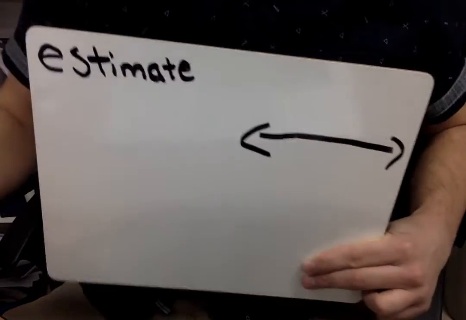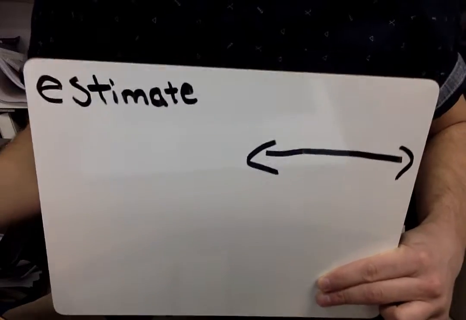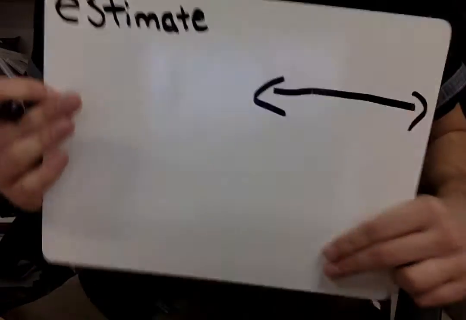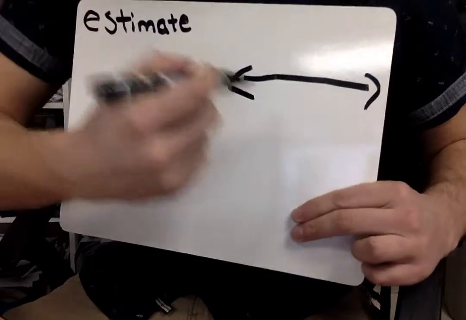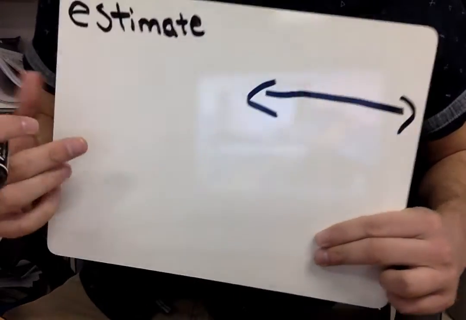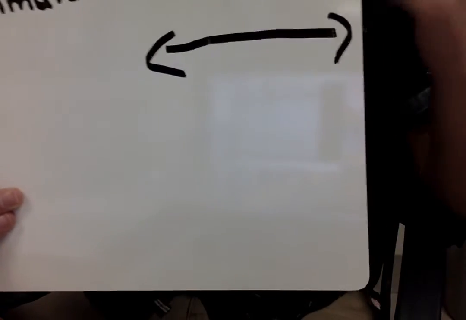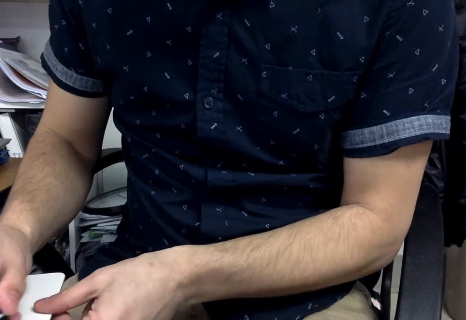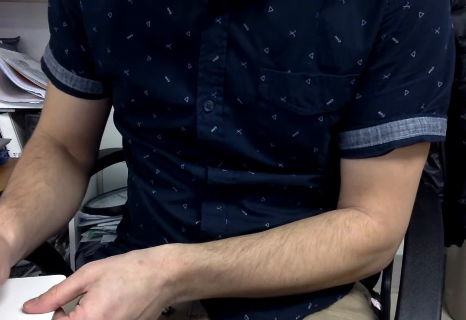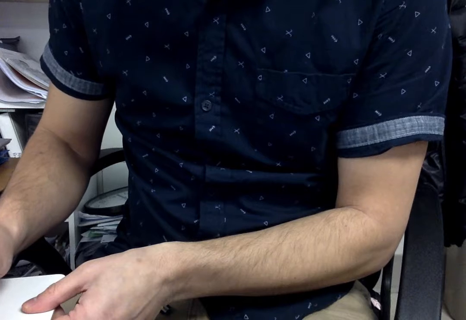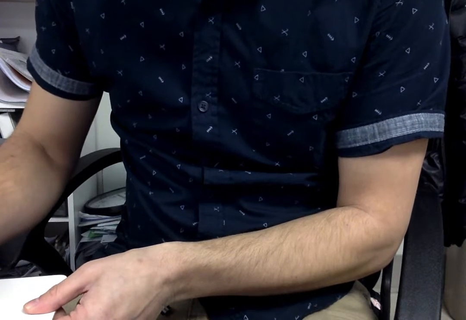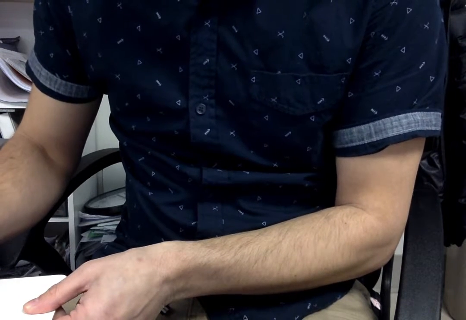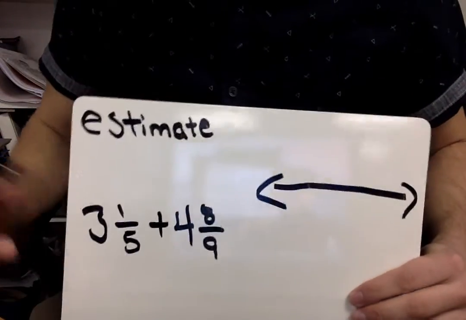Now for estimating sums and differences, sums meaning addition, differences meaning subtraction, and you can see I've already drawn a number line because we're going to use benchmark numbers to really help us show our thinking. Because when you estimate, it's even more important that you're really showing your thinking. So for example, we're going to add the mixed numbers, 3 1/5 and 4 and 8/9. So we're going to add these two fractions.